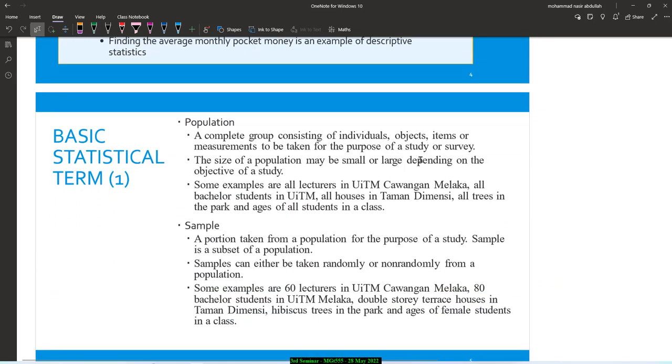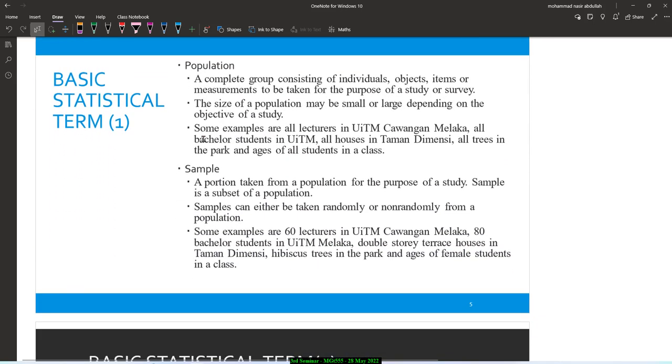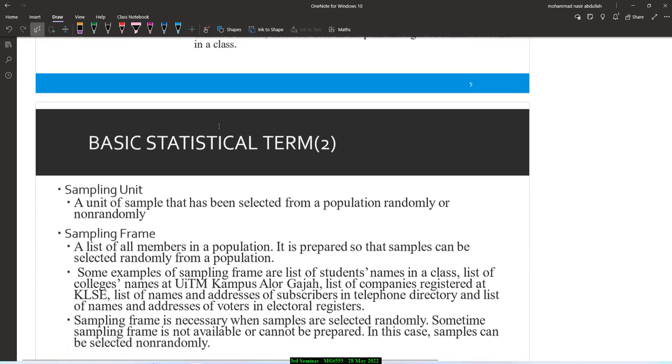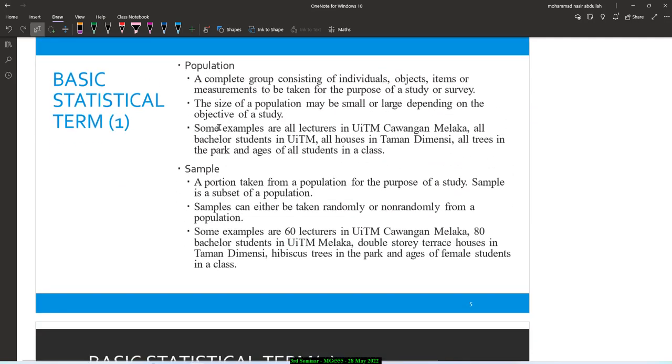So before we go further, let's look at the basic statistical terms. We need to understand the basic statistical terms before we go further, right? First term yang kita nak tengok adalah population. So population ini adalah a complete group consisting of individuals, objects, items or measurements to be taken for the purpose of the study or survey.